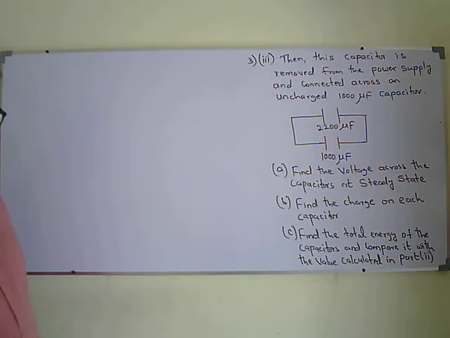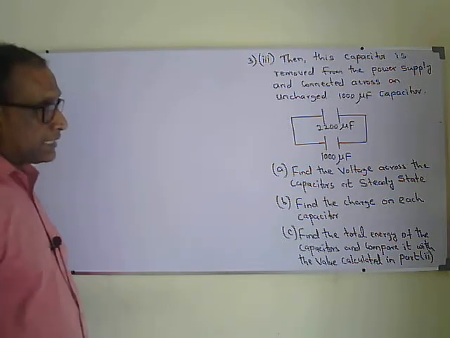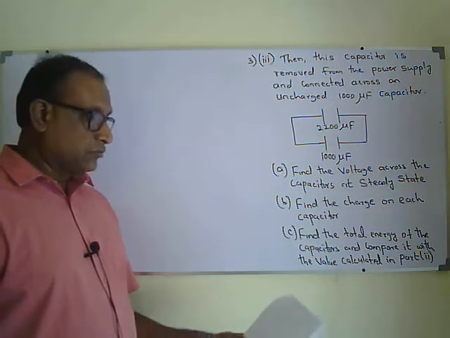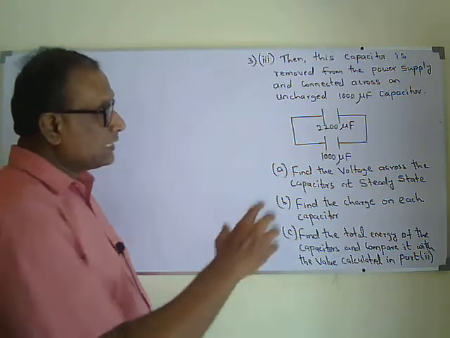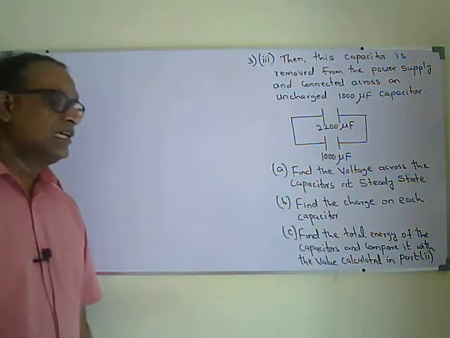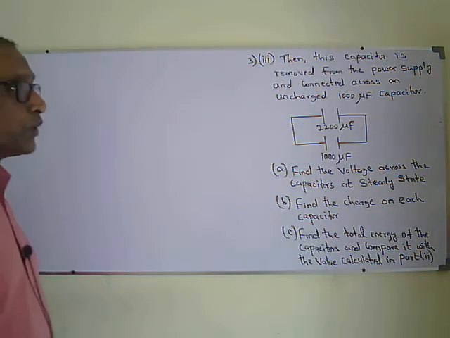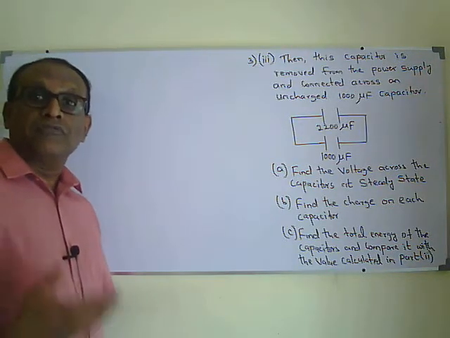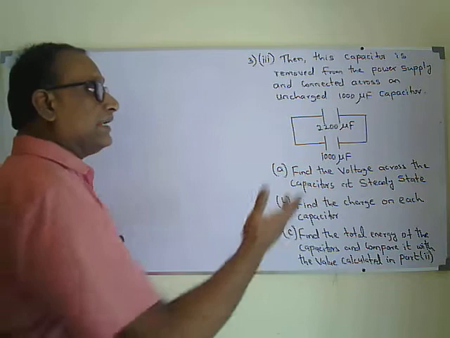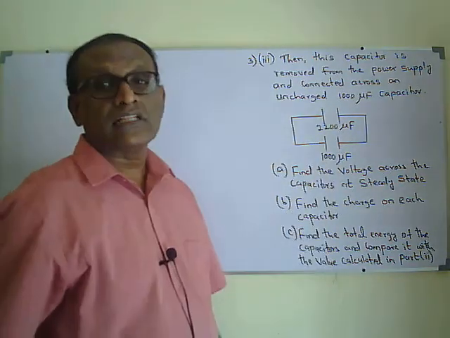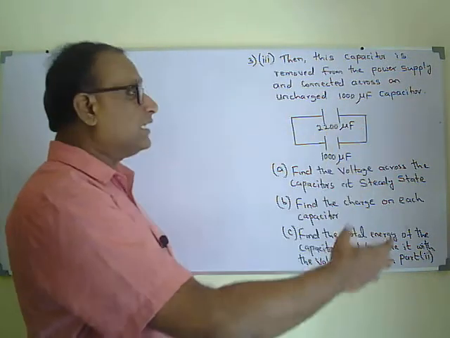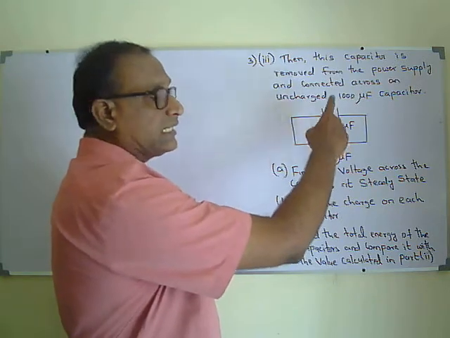Okay, the third part of this question says that the 2200 microfarad capacitor is removed from the 16 volt power supply, and now this capacitor is connected across an uncharged 1000 microfarad capacitor. So this charged 2200 microfarad capacitor will function like a DC power supply and charge this uncharged 1000 microfarad capacitor. A certain amount of charge will be transferred from this capacitor to this one.